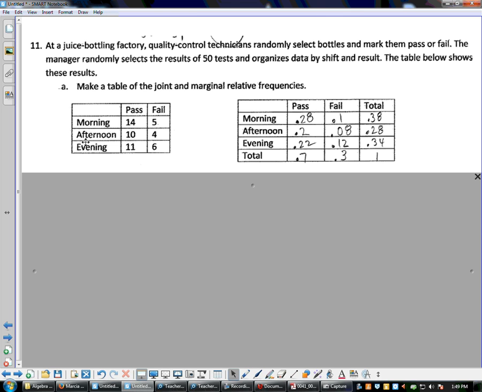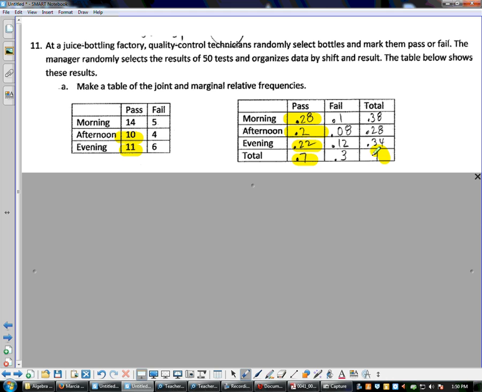So this all adds up to, what does it add up to? 24, 35, 40, 50, right? Adds up to 50. So when you take 14 divided by 50, you get 0.28. If you take 10 divided by 50, you get 0.2. 11 divided by 50 is 0.22, and so on. When you add up all those passes, that adds up to be 0.7.